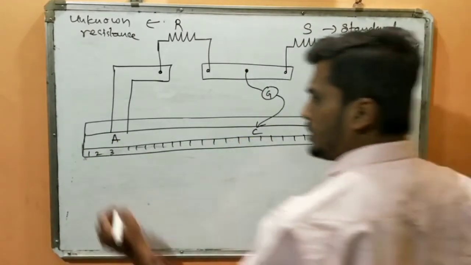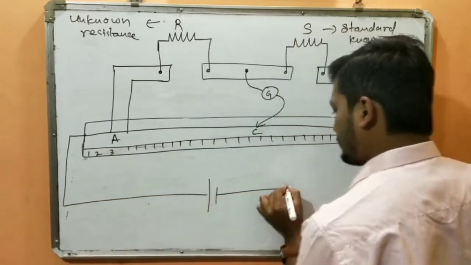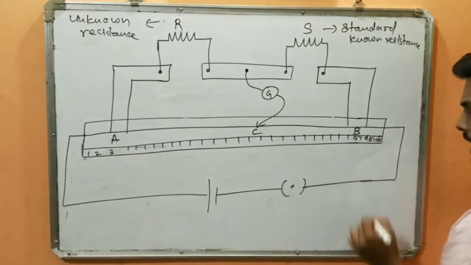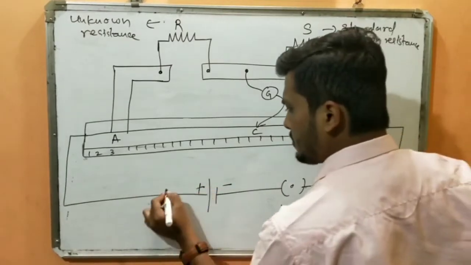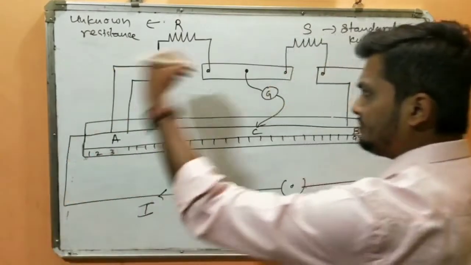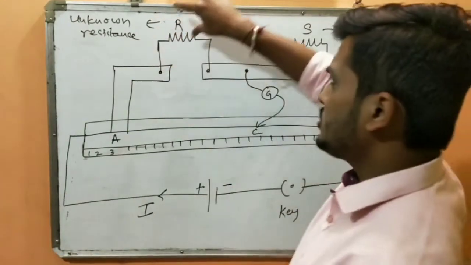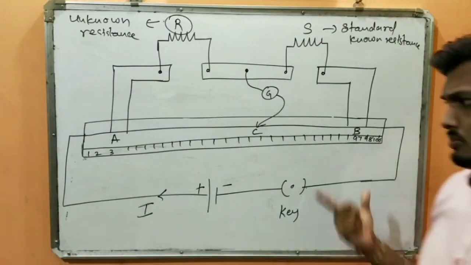Now what I will do is, from these terminals I will connect the battery, and the battery is provided with a plug key. The plug key acts like a switch. This is the battery, plus and minus, so current is flowing in this direction. And now our main aim is to find the value of this unknown resistance.